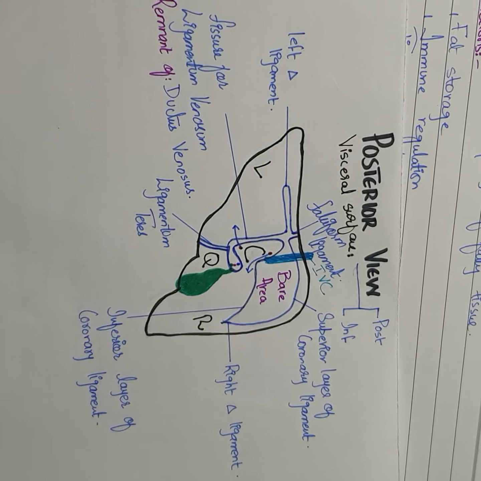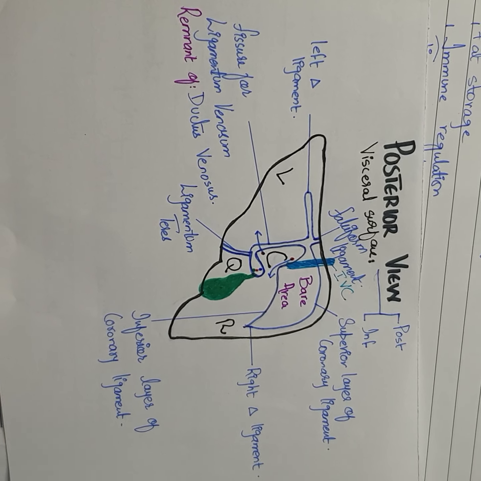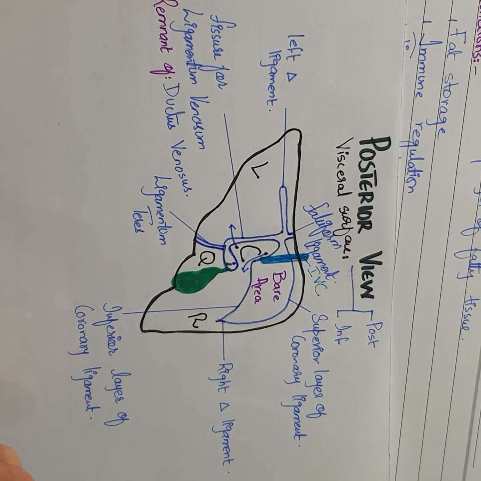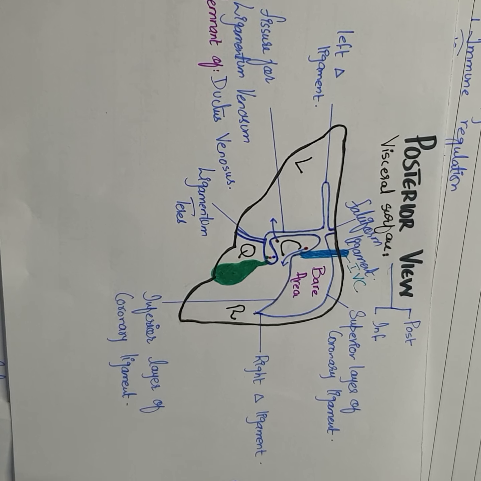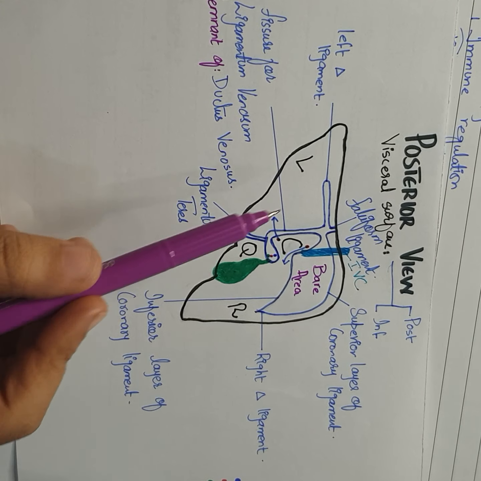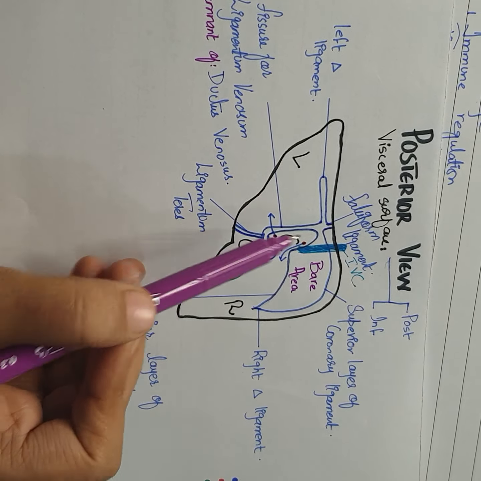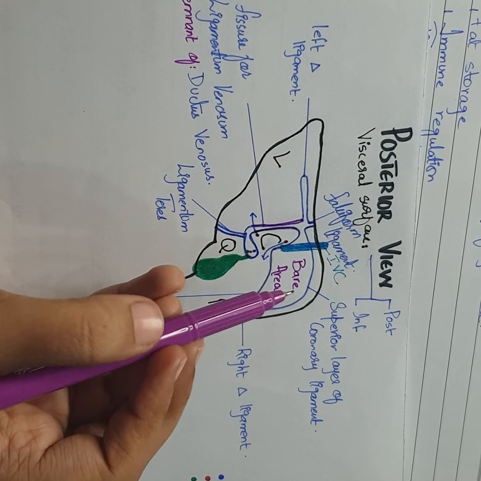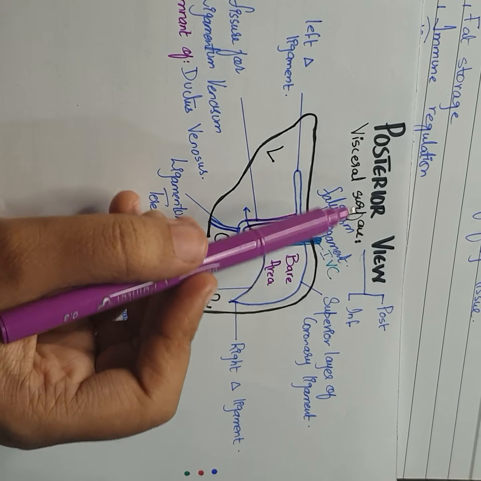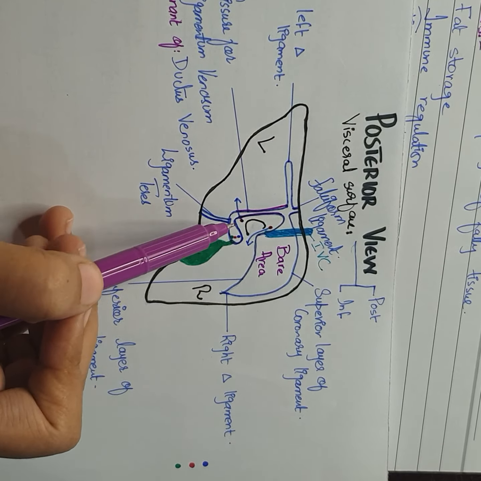So now this is posterior view of liver. Here we have discussed many things about liver in the separate video which we made about liver's anatomy, but here you should know some important positions where lesser omentum is attached. This which I am highlighting is the fissure for ligamentum venosum on the posterior surface of liver.